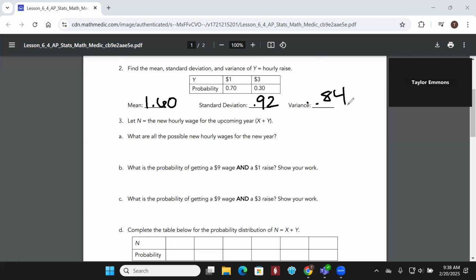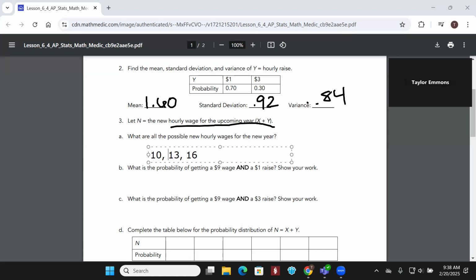Okay. All right. So let the new hourly wage for the upcoming year be X plus Y. What are all the possible new hourly wages for the new year? So X plus Y. What's 9 plus 1? 10. What's 12 plus 1? So 10, 13. What is 15 plus 1?